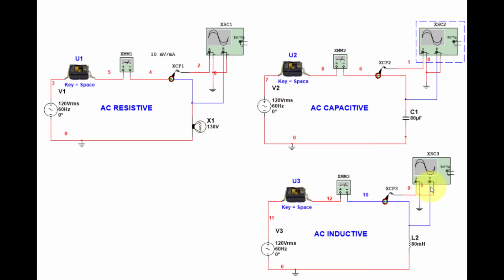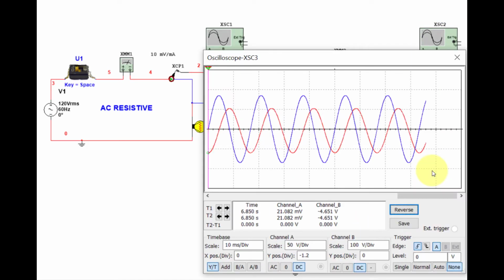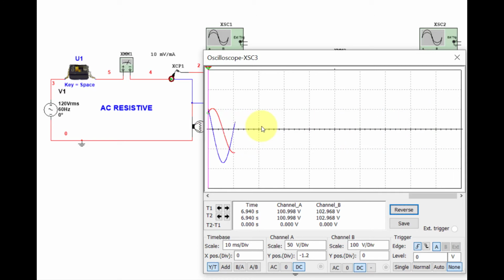Now let's look at the inductive circuit. In an inductive circuit, what do we have? We have voltage, current, voltage, current, voltage, current, because we know that we have a time base or a time per division across the screen. So current lags in an inductive circuit. And this is a problem for power factor. Why is it a problem for power factor?